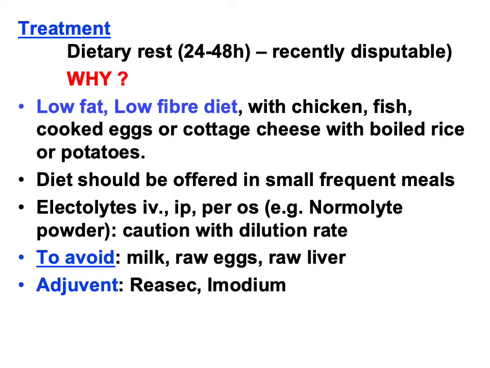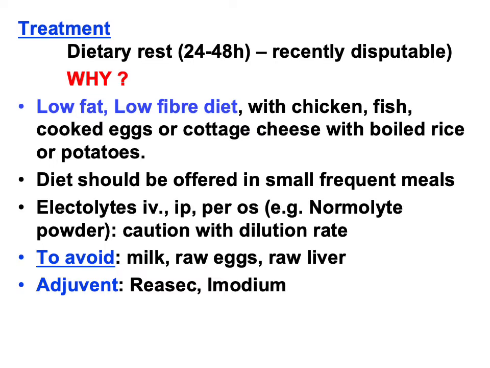In case of dehydration, electrolytes, IV, IP, or even per os can be used. For example, the human normal powder is very appropriate, with one precaution: it should be diluted, less concentrated than the human proposal. Double dilution is proposed for dog and cat.